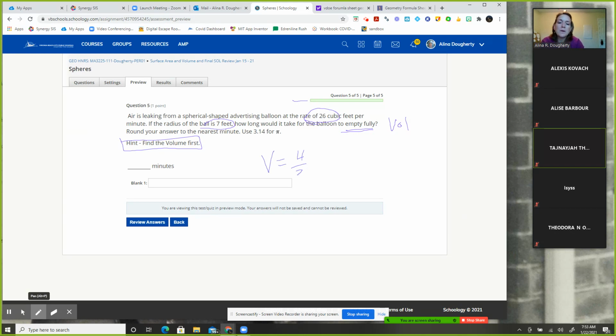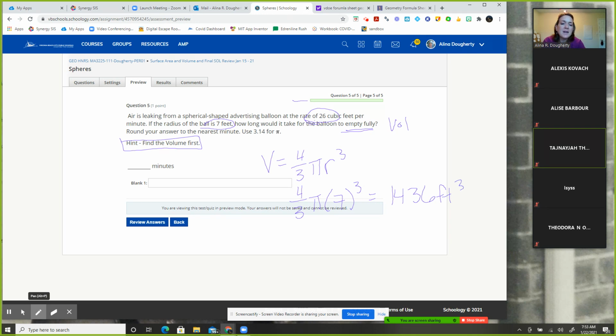Volume is 4/3 pi r cubed because volume is always to the third power. 4/3 pi times 7 cubed. So let's find the volume first. 4 divided by 3 times 3.14 times 7 to the third power. I got 1,436, right? And that's feet cubed.